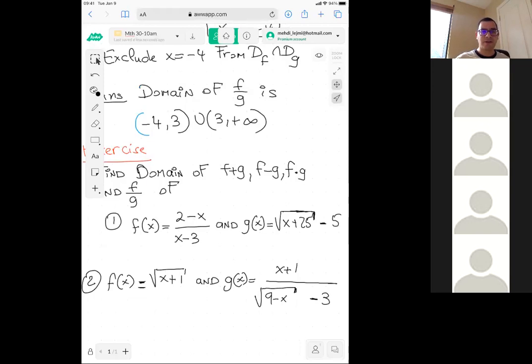So again, guys, the problem here is not about computing the algebraic expression of f plus g, f minus g, etc. It's about finding the domain. And to find the domain, you need to find the intersection domain, the common domain.